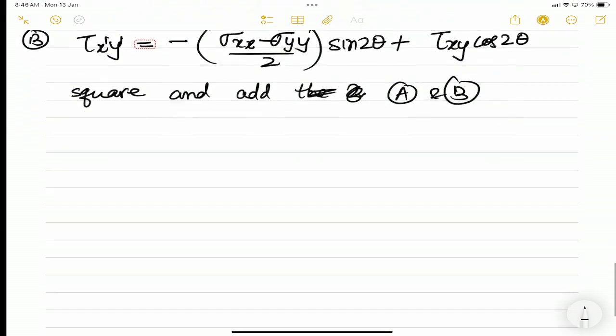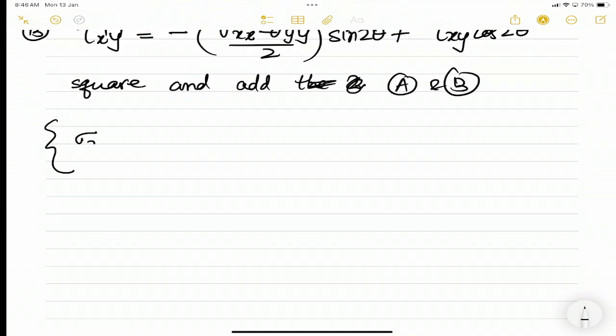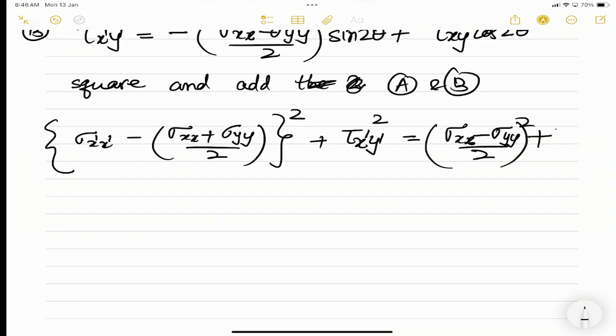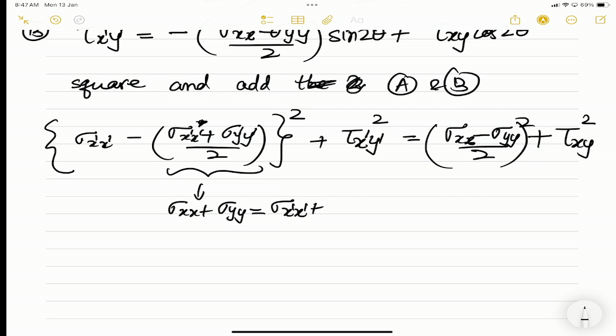So when I add, what finally I am going to get is sigma x prime minus sigma xx plus sigma yy by 2 whole square plus tau x prime y prime square. This is equal to sigma xx minus sigma yy by 2 whole square plus tau xy square. And here I use this factor. So I change this to x prime.